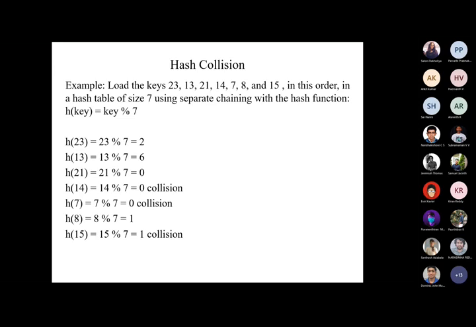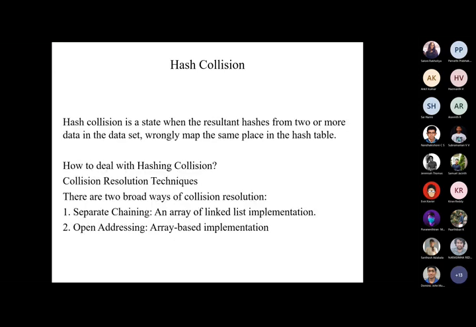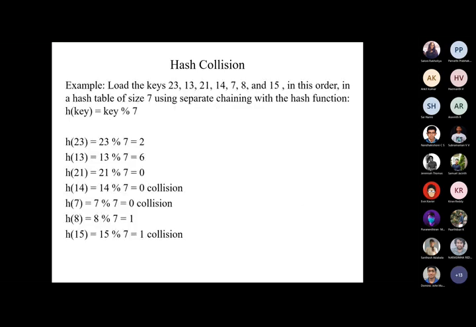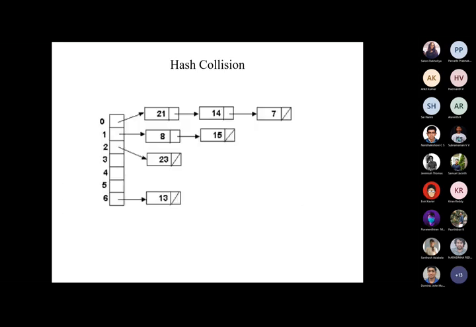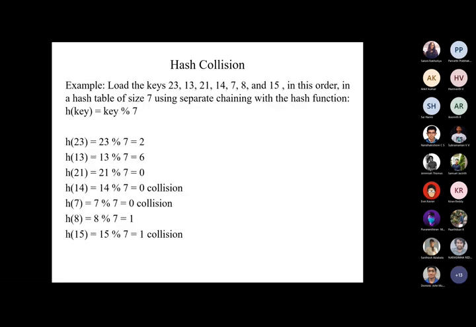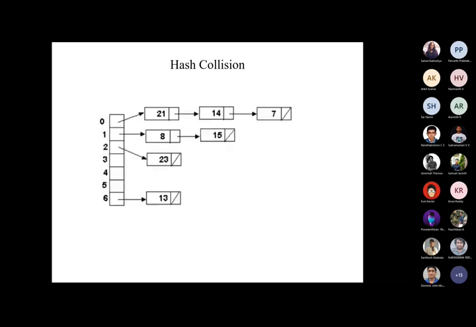So whenever you have a collision, you represent it by means of separate chaining, which is an array of linked list implementation. This is how it is organized, right? So in bucket address 0 you have 21, 14, and 7. The hash key values 21, 14, 7 correspond to bucket address 0.